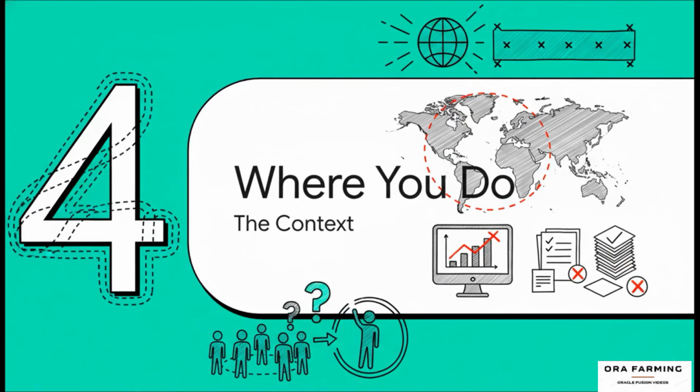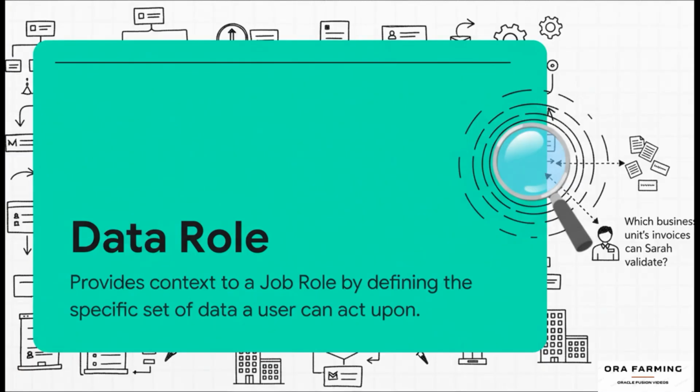So, let's recap. We know who Sarah is, what she does, and how she does it, right down to the individual button click. But there is one massive piece of the puzzle still missing. Where can she do all this? Can she validate invoices for the entire global company? Probably not a good idea. That's where our fifth and final layer comes in. This is the data role, and it is all about context.